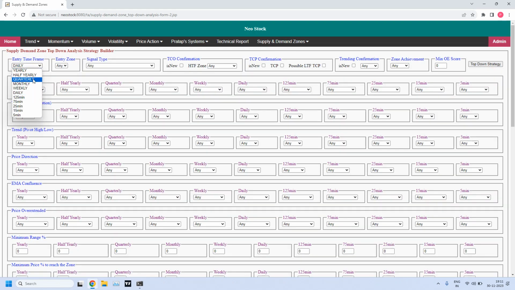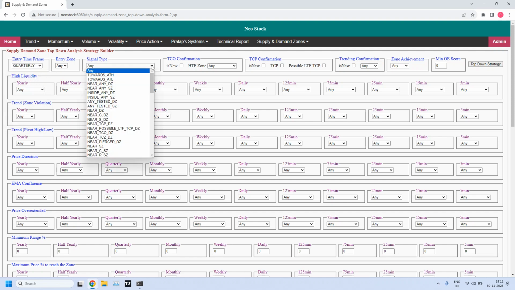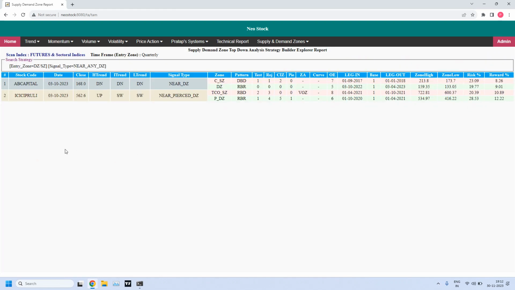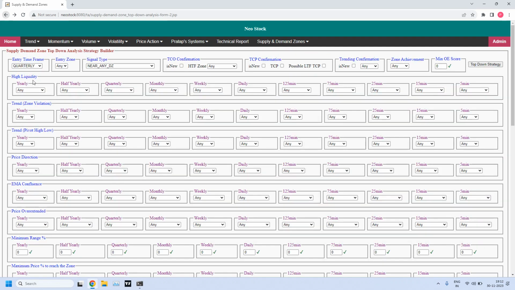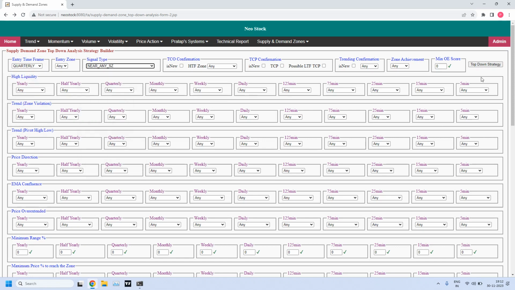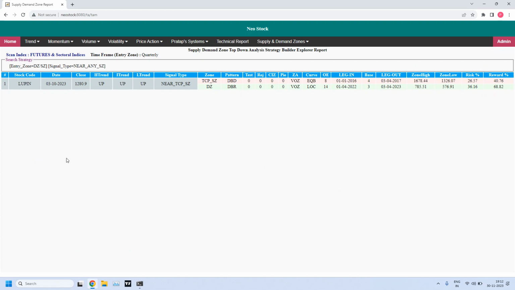Next, quarterly time frame. Entry time frame quarterly. Let us find the stocks near the quarterly demand zone. So two stocks are near to the quarterly demand zone and one of the stocks has pierced the quarterly demand zone. So let's go back. For the quarterly time frame, let us find the stocks which are near to the quarterly supply zone. So only one stock is filtered near to the quarterly supply zone.